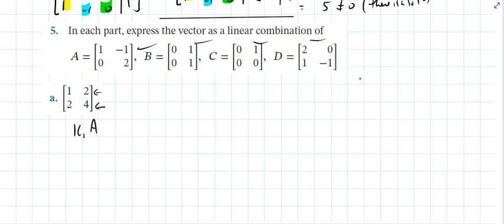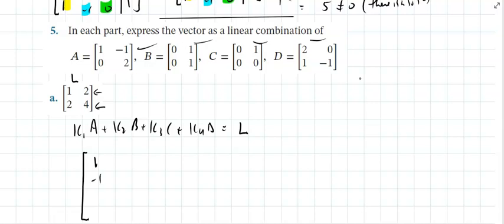Can you take K1A plus K2B plus K3C plus K4D and have it equal, call this L, matrix L? Well, let's see how that works. Again, I could do all the work and put all of those in, or I could simply say, well, look, if you're going to multiply K1 times A, that's going to be 1, negative 1.